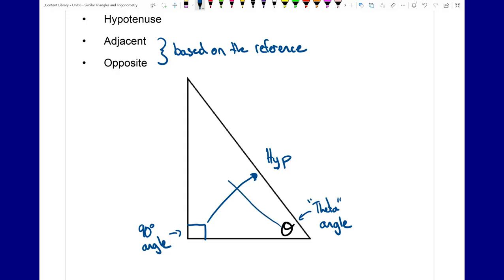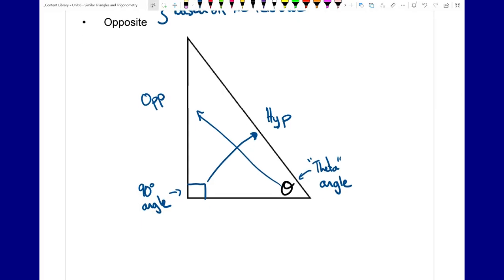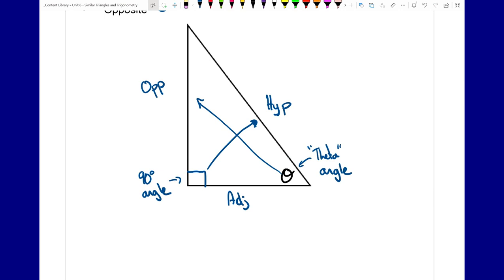Again, across from our reference angle is our opposite. We think of opposite as being across from, so across from our angle is our opposite, and then A is adjacent. That's the third side. It is the side that's beside my reference angle. Or you could say it's the side between the right angle and the angle.